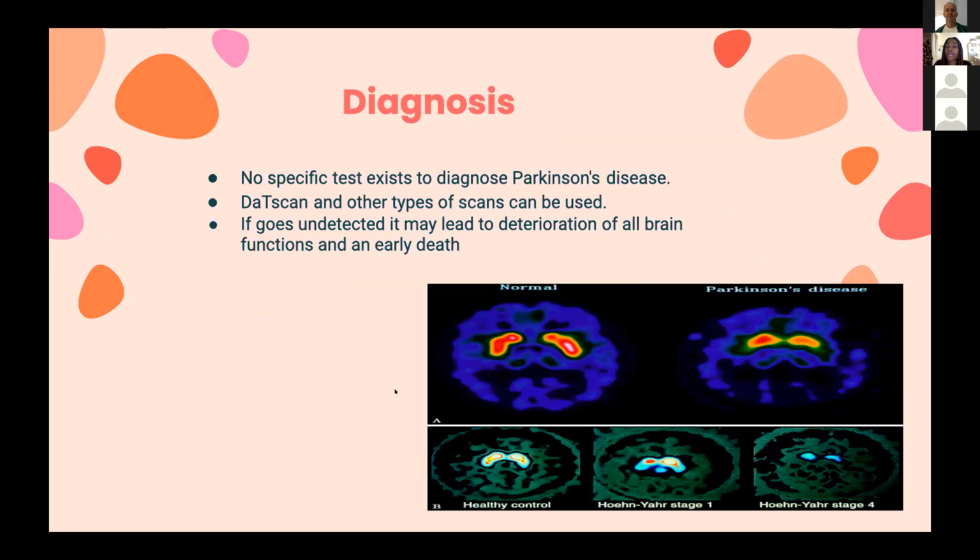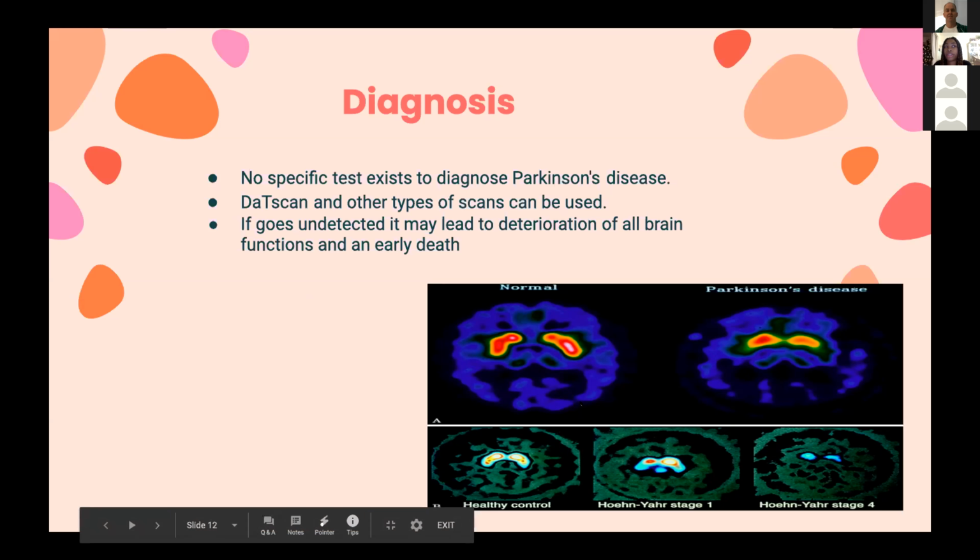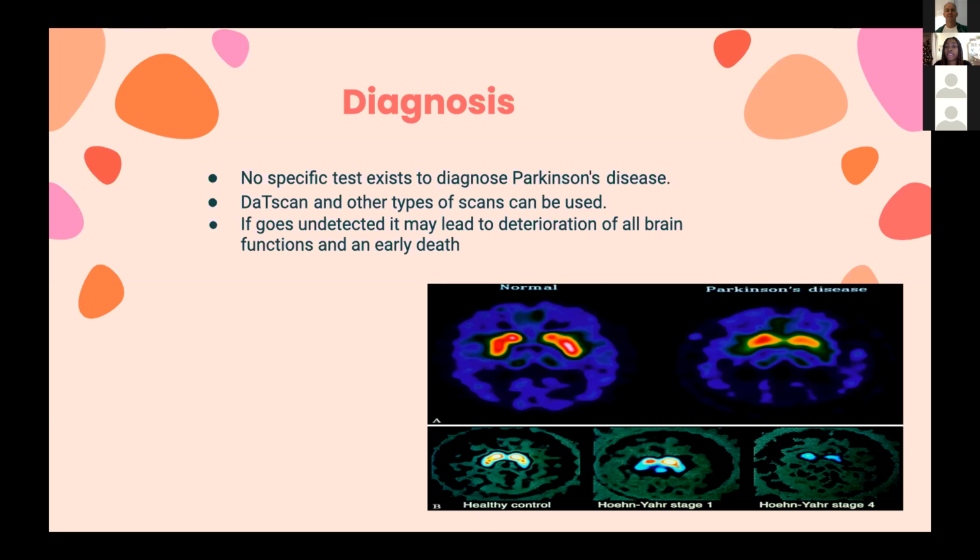For some diagnosis, there are no specific tests that can diagnose Parkinson's disease. However, there are some tests that can help with diagnosing it, which is a DAT scan, shown as an example at the bottom right where you'll see the scan. In a normal person, you'll see different colors indicating different aspects of the brain.